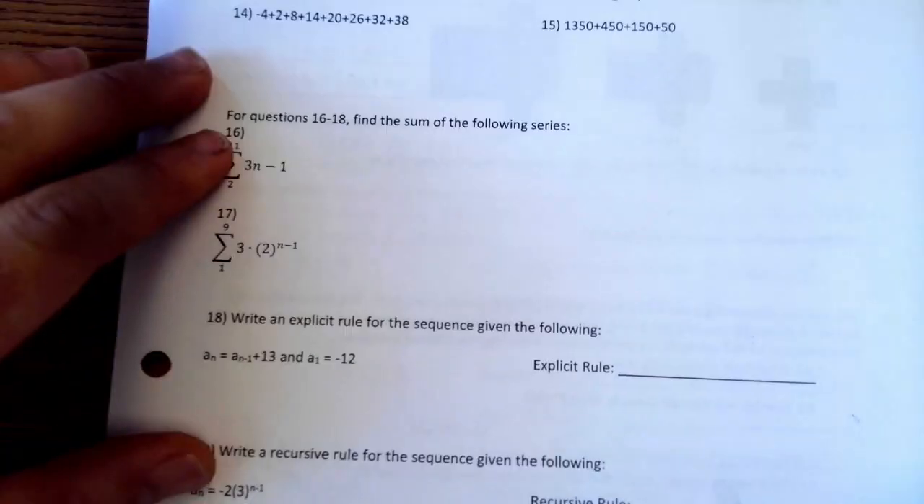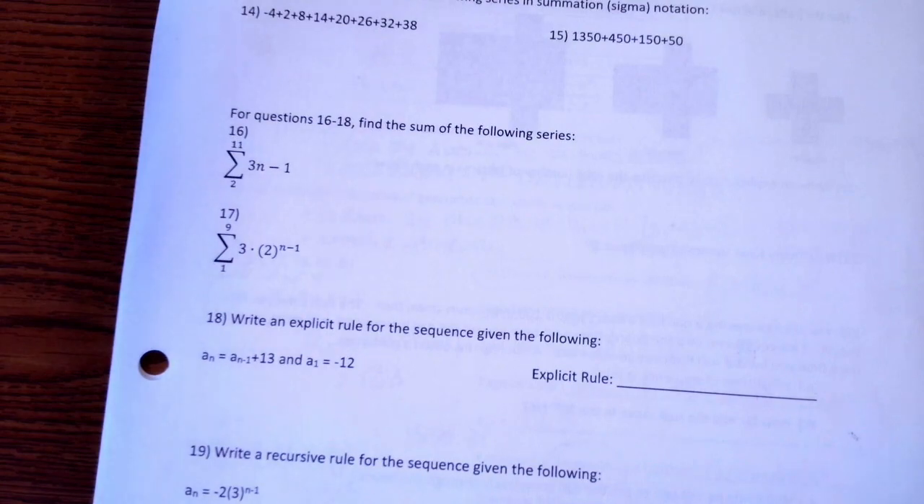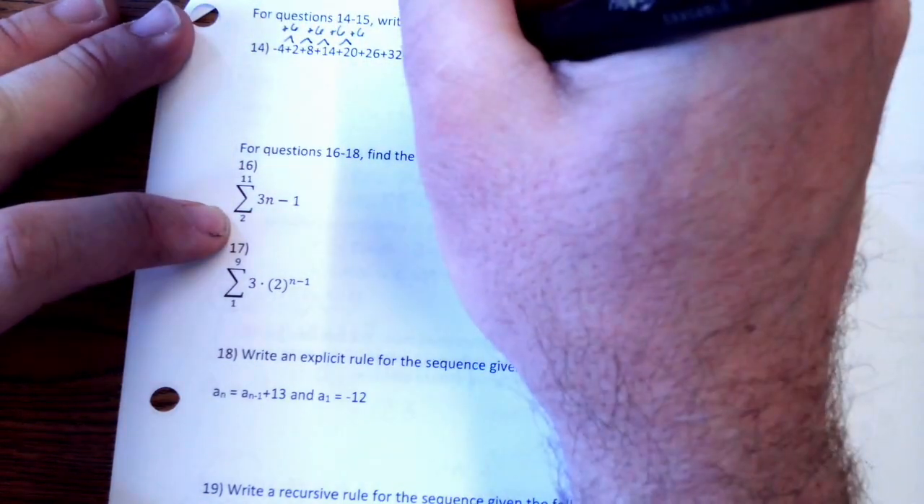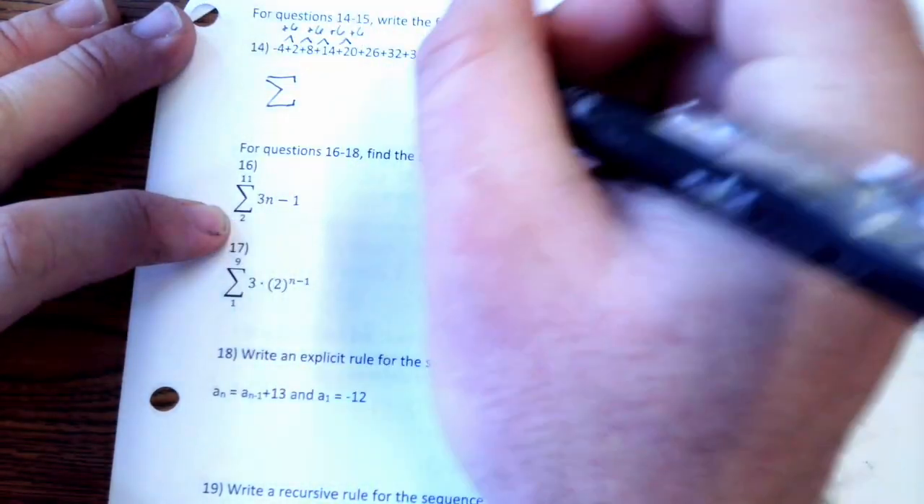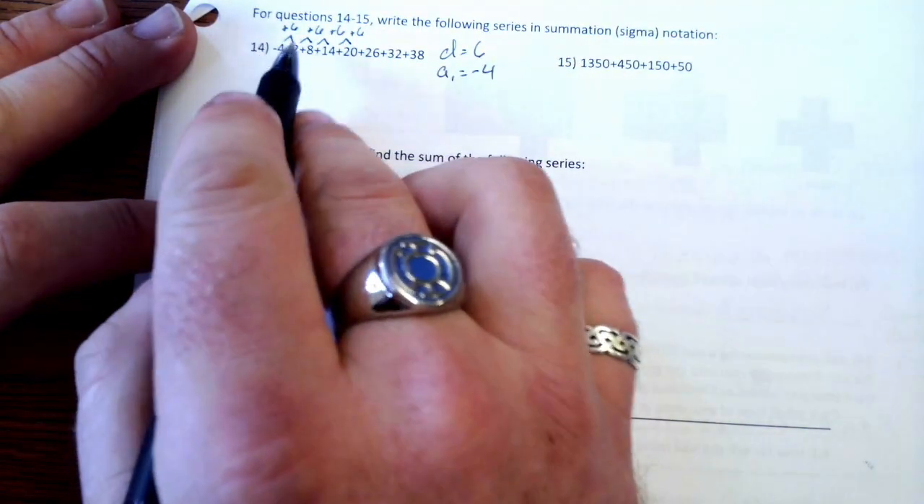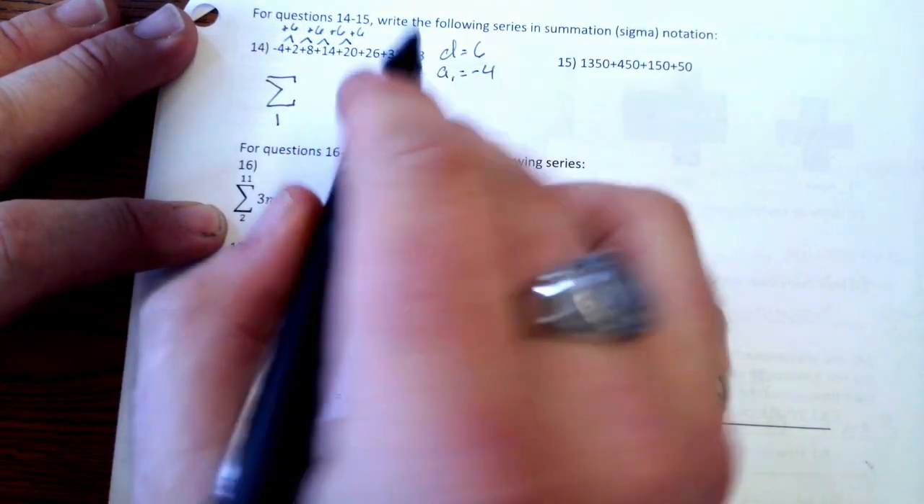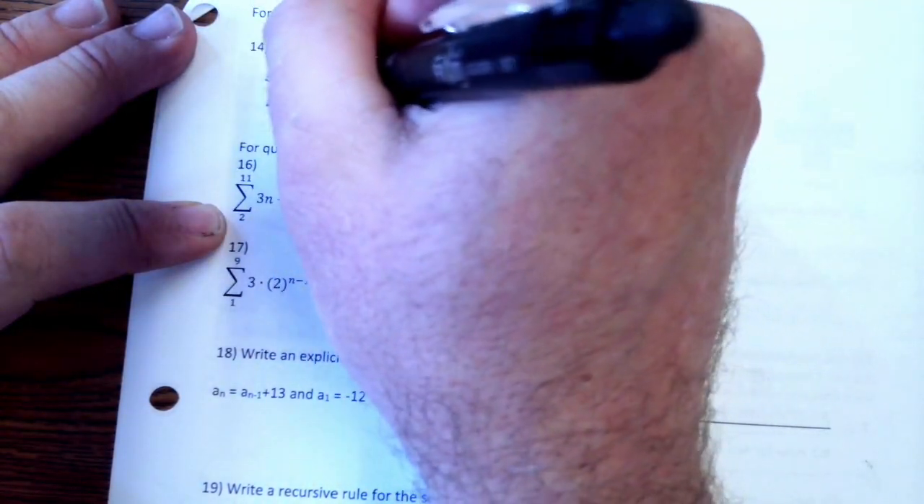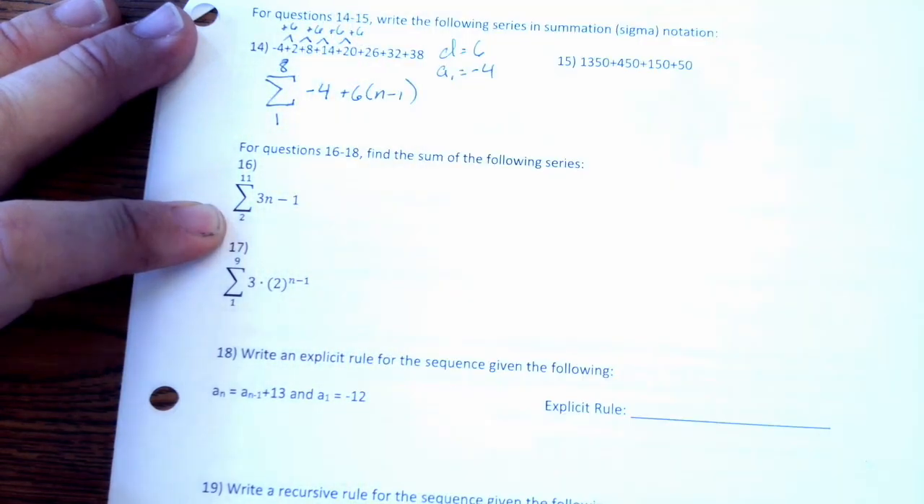Page 3. Write these in summation sigma notation. So -4 plus 2 plus 6 plus 8 plus 20 plus... Okay, so it looks like I am adding 6 between every step. So my common difference is 6. My starting term is -4. So the sum of term 1 up to 8 of -4 plus 6 times n minus 1.